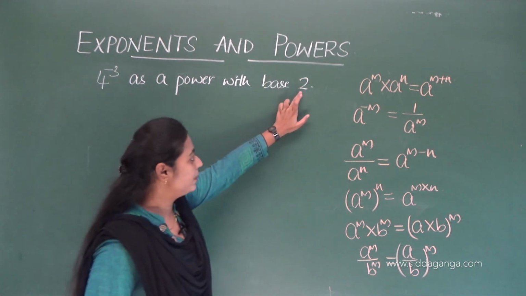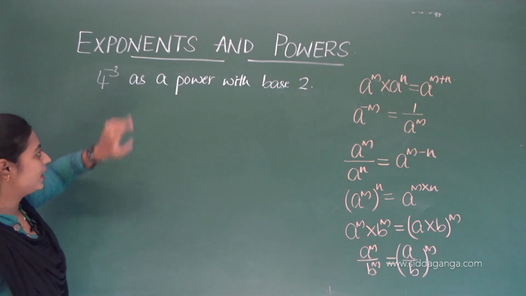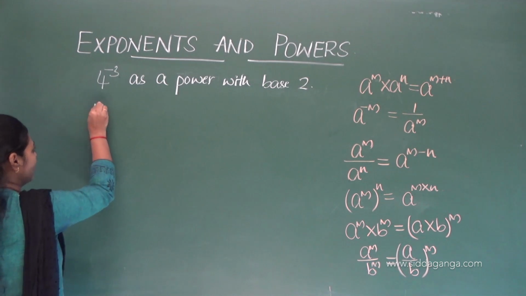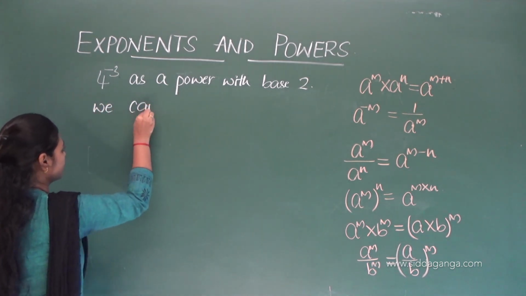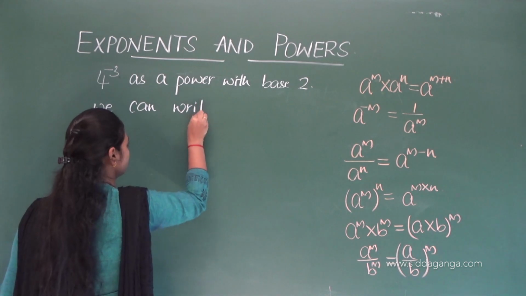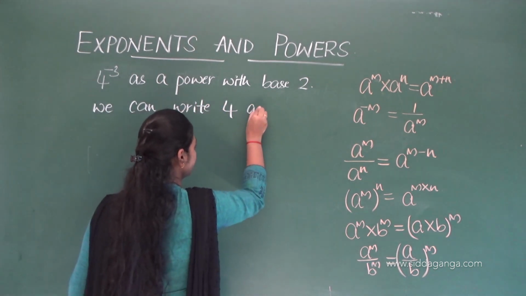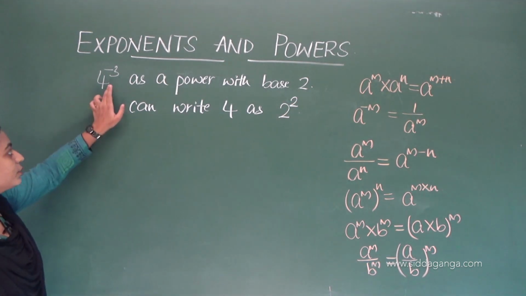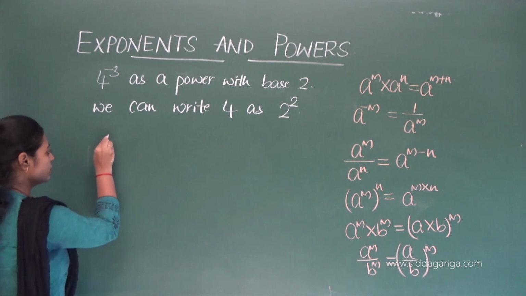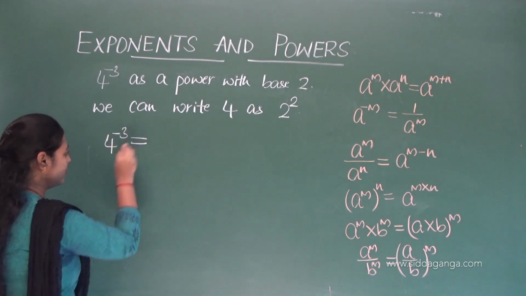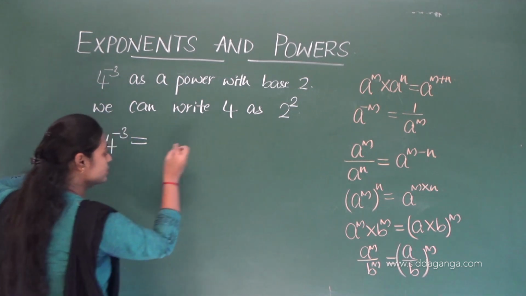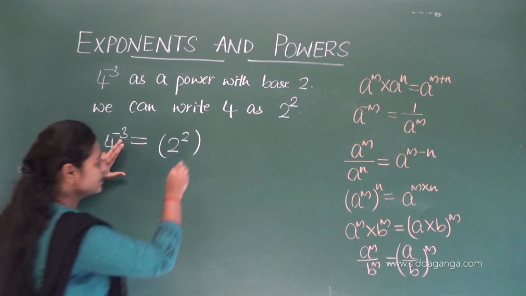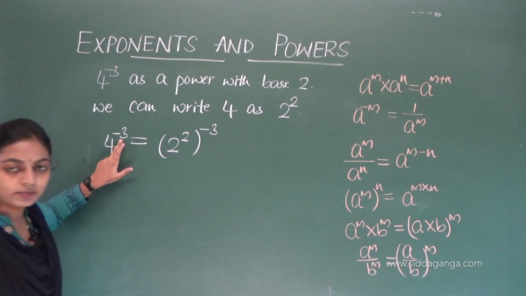So keeping 2 as the base, let us find out 4 to the power of -3. So 4 is a perfect square, so we can write 4 as 2 into 2, which is nothing but 2 square. 4 can be represented as 2 square. So 4 to the power of -3 can be written as 2 square whole to the power of -3.